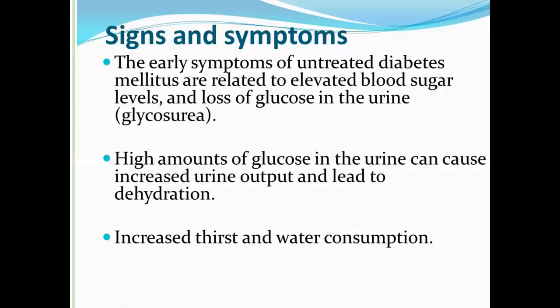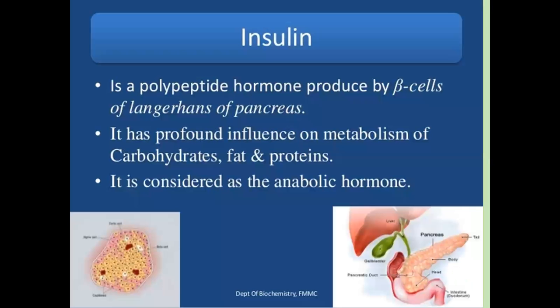So here we discuss about insulin. Insulin is a polypeptide hormone. It is produced by beta cells of islets of Langerhans of pancreas. It has a profound influence on the metabolism of carbohydrate, fat, and protein. Means insulin shows its influence or action on the metabolism. Metabolism means conversion of complex form to the simpler form.